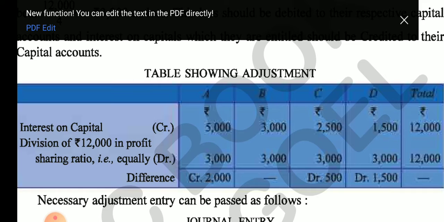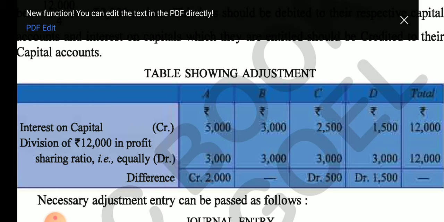First we present interest on capital as credit: 5,000, 3,000, then 2,500 and then 1,500. The total is the problem, because this is the interest on capital that we did not charge. The total amount is 12,000, and this 12,000 was already distributed in the profit sharing ratio. So we distribute this 12,000 in the profit sharing ratio, which is equal because no profit sharing ratio is given in the question. So 3,000, 3,000, 3,000, 3,000.